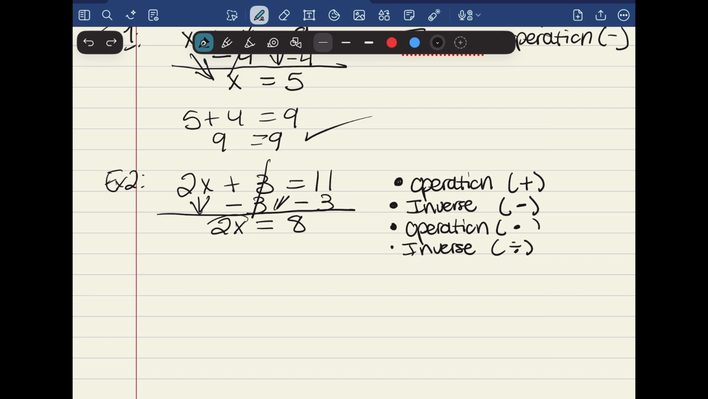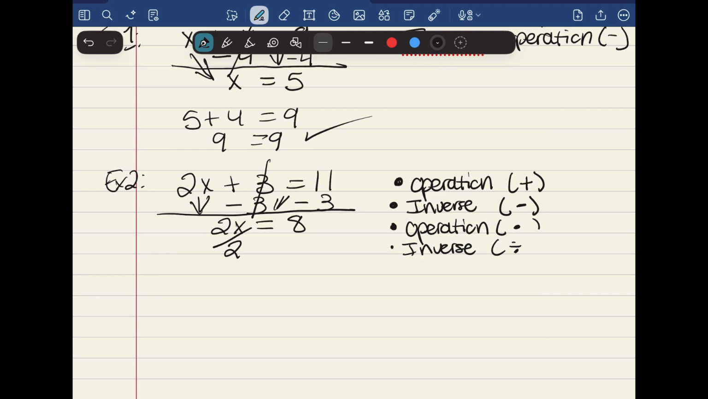So, again, I identified that this is multiplication, so I'm going to do the opposite. Now, opposite of 2x would be divided by 2x. However, I do not want to do that. I don't want to divide this by 2x. No, I want to get x alone. I don't want to get rid of x. I want to isolate this. Therefore, I'm going to divide by 2.